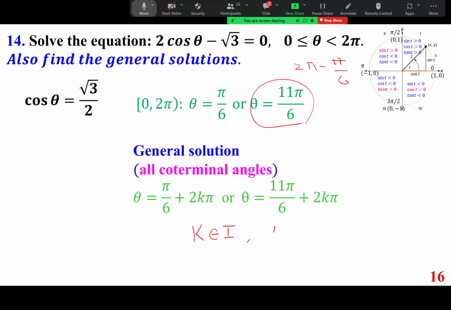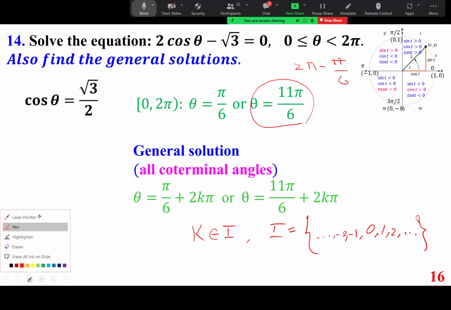And by integer, we mean, of course, a set of numbers 0, 1, 2, to infinity, negative 1, negative 2, to negative infinity. That's the meaning of k standing for an integer.